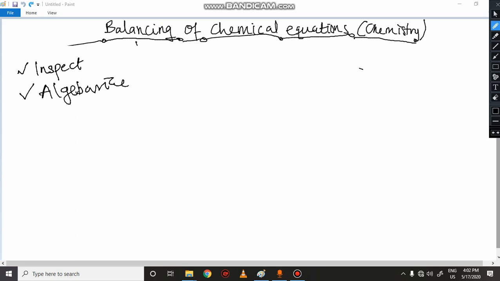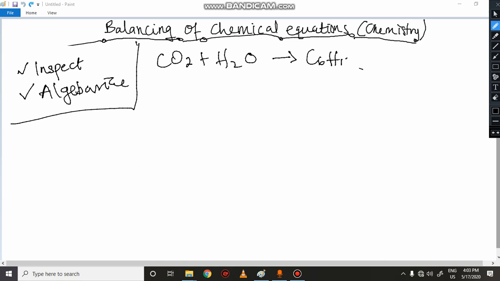Algebraic method. Okay, so now let's see. It's important for you to know this. For example, let's take this quick example. When this equation is given, like CO2 plus H2O giving glucose, which is C6H12O6, plus O2. Okay, so this is a typical equation for photosynthesis. Carbon dioxide combining with water gives us glucose and oxygen. And if you reverse this equation, you get the equation for respiration.